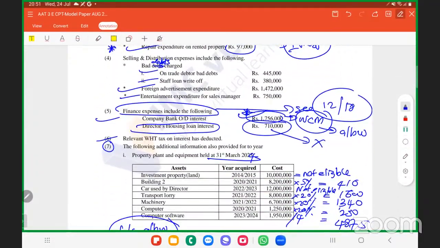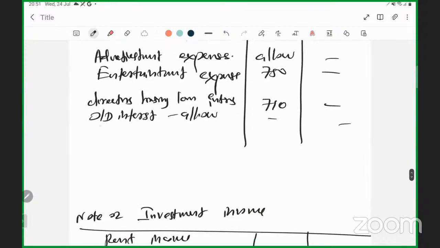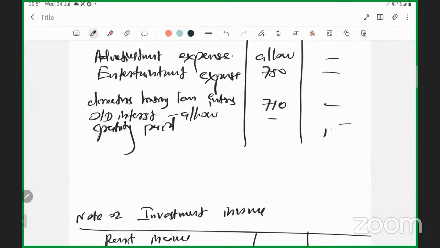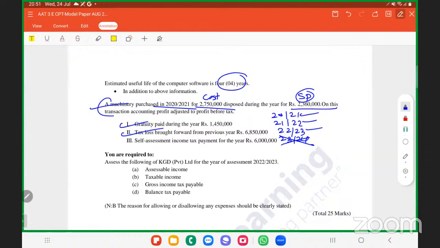So the sixth one, okay, the seventh one we have considered. Under that, the gratuity paid: I told you that if there is any gratuity paid, you can deduct that as an expense. Even though the gratuity provision is not allowed, the payment is allowed. So 1,450 you can deduct. Then brought forward tax loss from the previous year, we have to do that adjustment at the end of the calculation of that business, that is section 19. You know that for the previous 6 years, any tax loss brought forward, you can deduct in the current year. So we'll do that adjustment at the end.